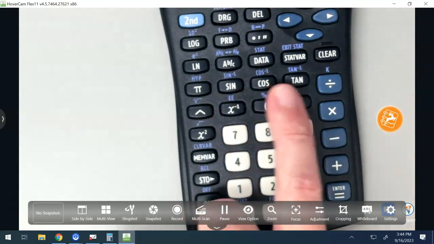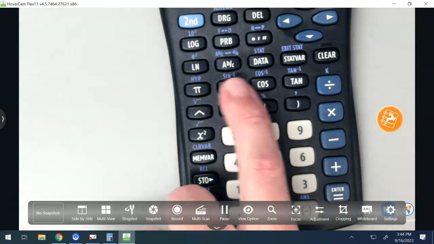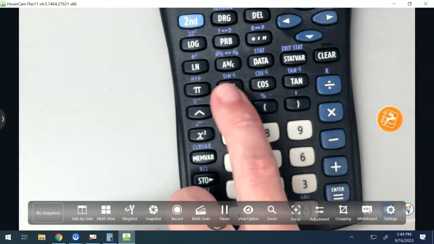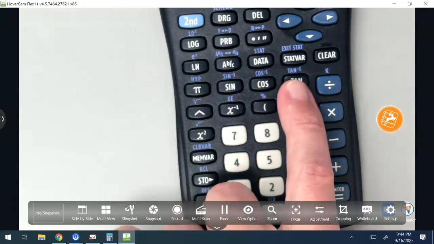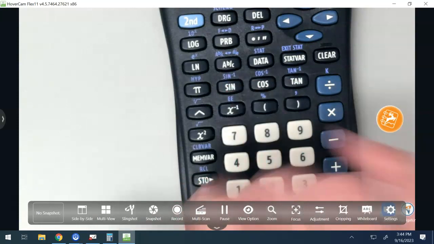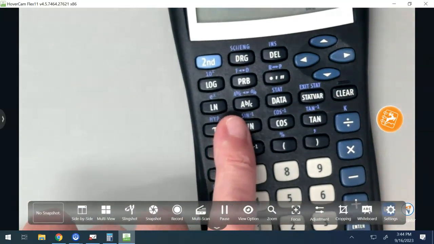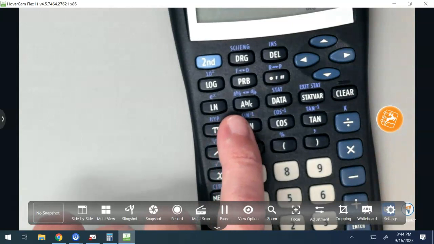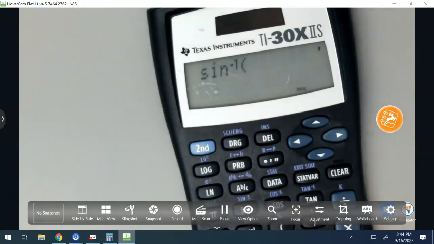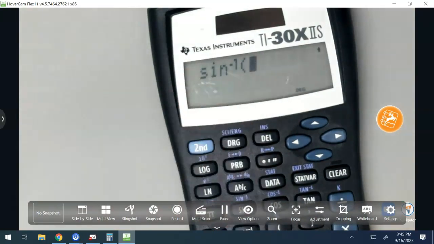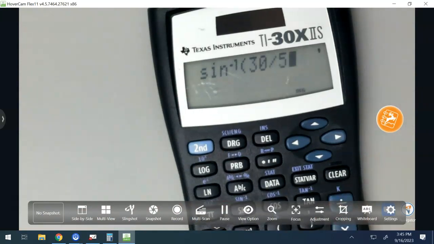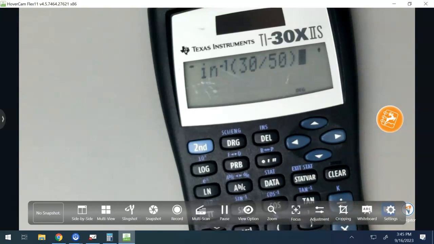So you see we have sine, cosine, tangent. The second function on those buttons is inverse sine, inverse cosine, inverse tangent. To access the inverse sine, you just have to push the second button and then the sine button, and that's going to apply the inverse sine, which we see in our calculator now, and it's notated exactly the same way. Sine inverse, and we want to take the sine inverse of 30 over 50. That's our fraction, and we close that. So that's all there is to it.